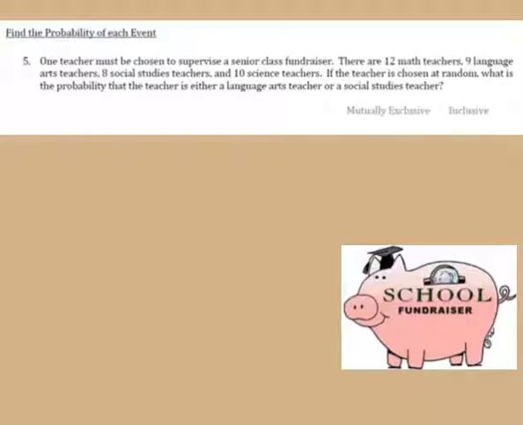So let's look at some actual examples and find the probability. One teacher must be chosen to supervise the senior class fundraiser. There are 12 math teachers, 9 language arts teachers, 8 social studies teachers, and 10 science teachers. If the teacher is chosen at random, what is the probability that the teacher is either a language arts teacher or a social studies teacher? So when I see that, do we have teachers that teach both language arts and social studies at the same time? The answer here should be no. So they are mutually exclusive.